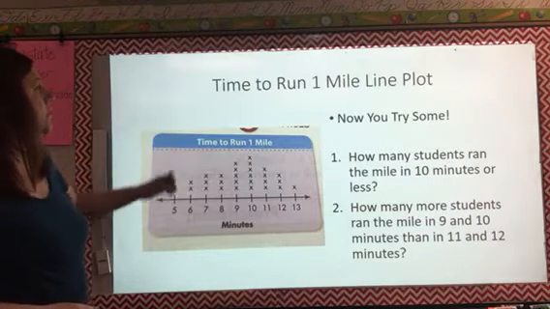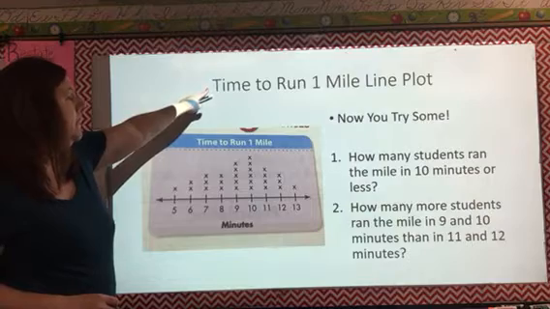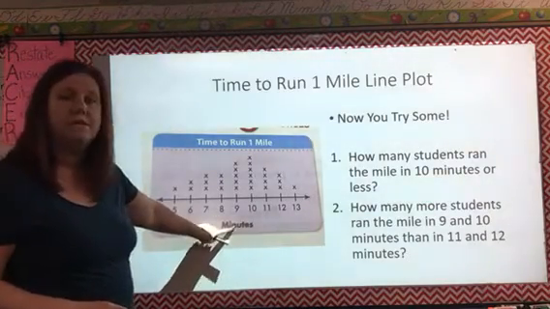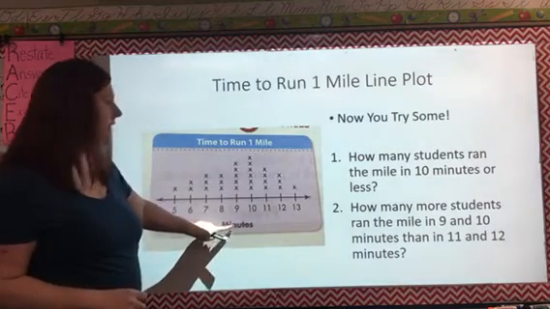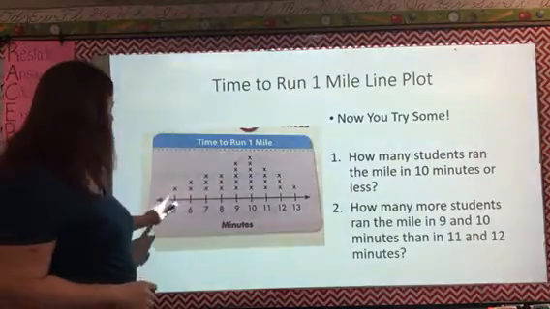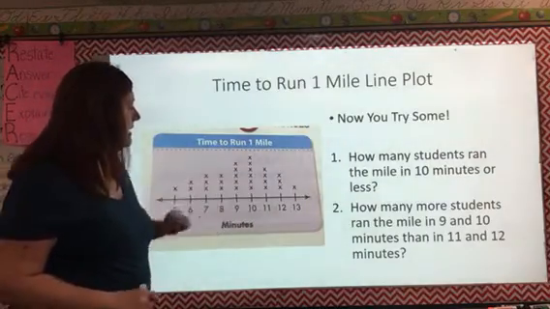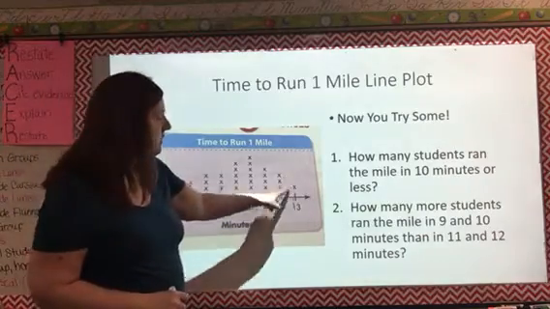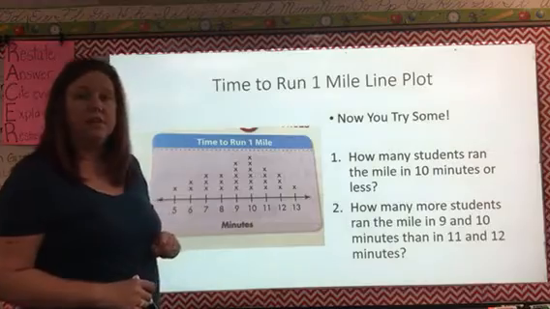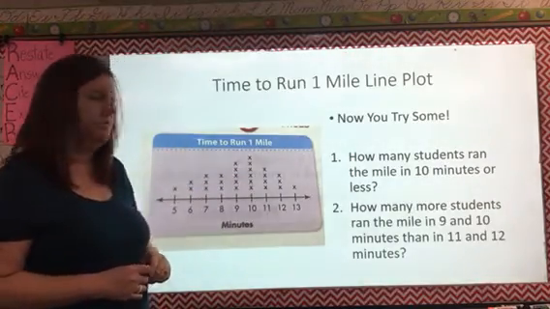Okay, so this chart shows time to run 1 mile line plot. So this is how long it took in minutes. Remember, you always need to read the information that it gives us. Okay, these are the number of minutes. This is how many children ran the mile in that many minutes. So 1 child ran it in 13 minutes. 3 children ran it in 12 minutes. 4 children ran it in 11 minutes. Do you see how to read that?